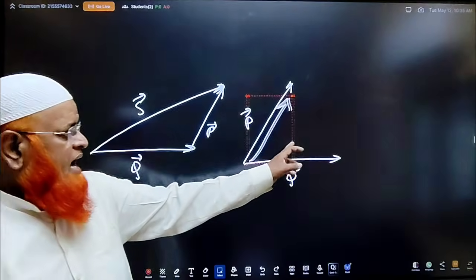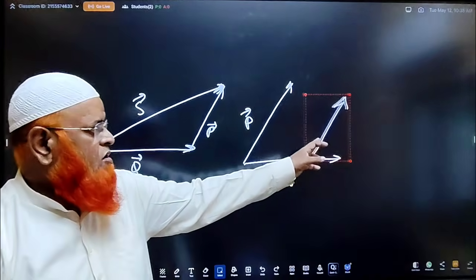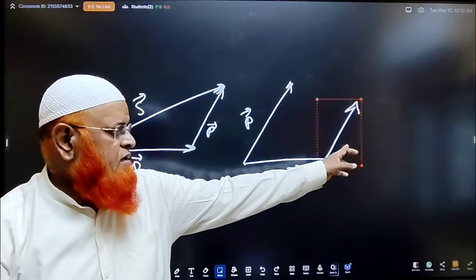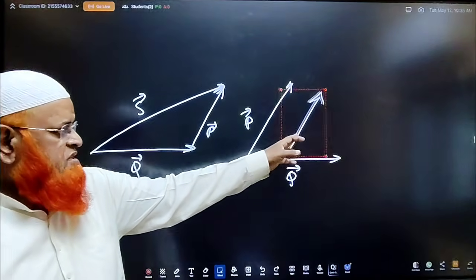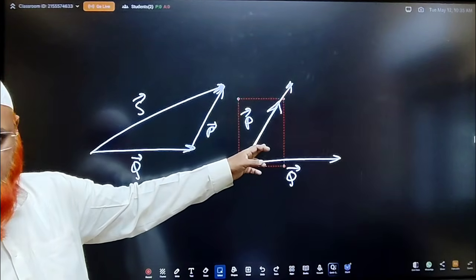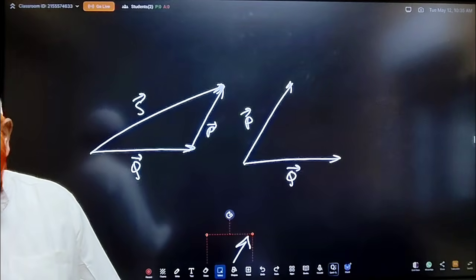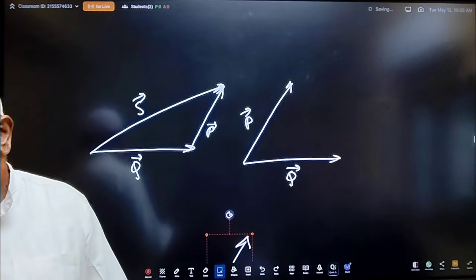So triangle law will now become parallelogram law. Previously it was triangle law. I have displaced the vector here. Understood or not? Is it clear what I am saying now? Now triangle law and parallelogram law both are the same.